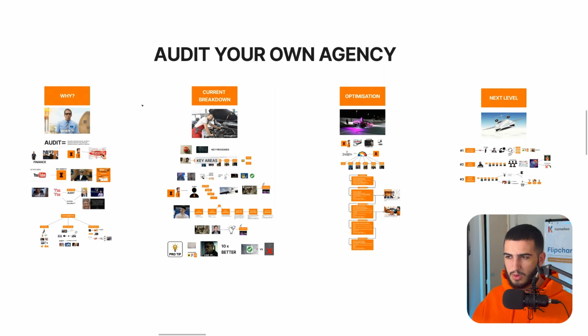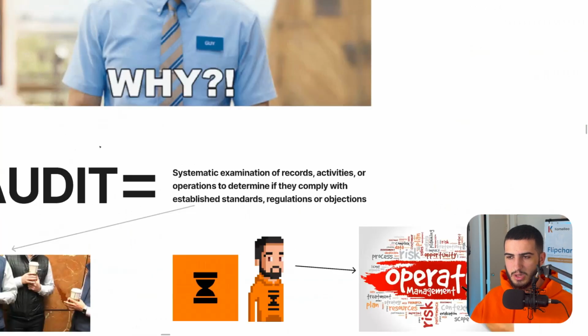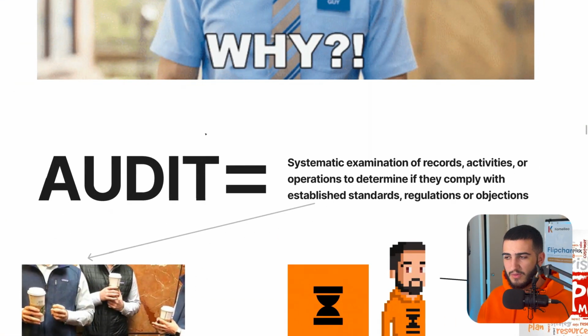So guys, like I said in the introduction, today I'm going to be showing you how you can actually audit your own agency. The first thing I want to go over is why you should actually do this. When I say audit, the actual definition of it is a systematic examination of records, activities, or operations to determine if they comply with established standards, regulations, or objectives.